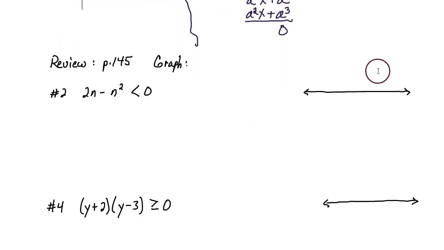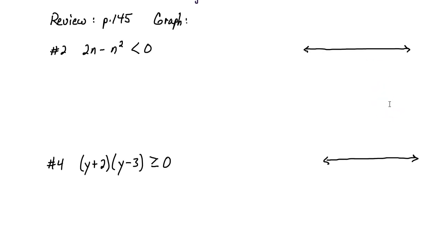For the review assignment, we're going back to page 145 where we were graphing inequalities. We want to have a 0 on the right side and then factor the left side. I notice that the left side is not in the right order. Let's put the highest degree term first and then put the n term. Now factor out negative n, leaving n minus 2, and that's less than 0.